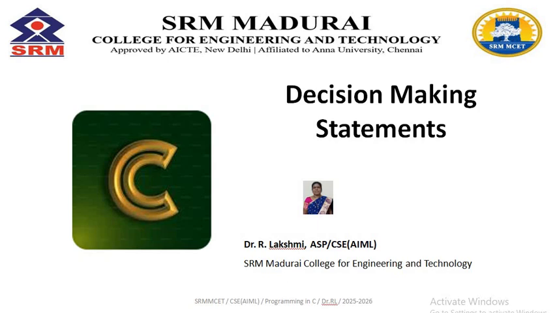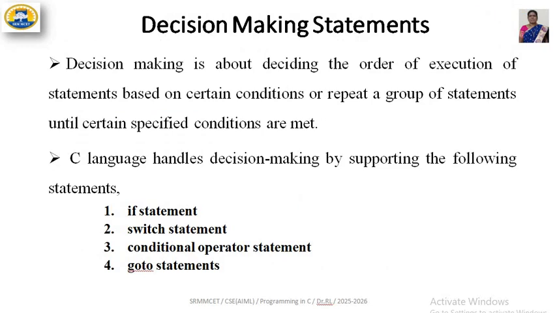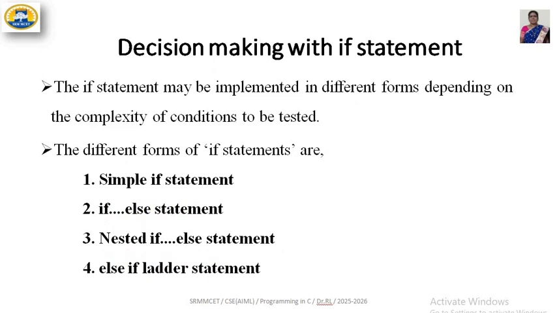So first of all, what are decision making statements? Decision making is about deciding the order of execution of statements based on certain conditions, or repeating a group of statements until certain specified conditions are met. Normally C language handles decision making by supporting the following statements. First is the if statement, second is the switch statement, third is the conditional operator statement, and finally the goto statement.